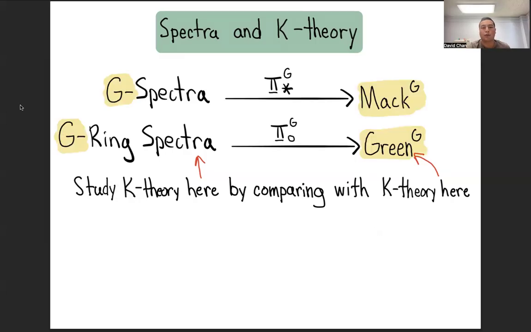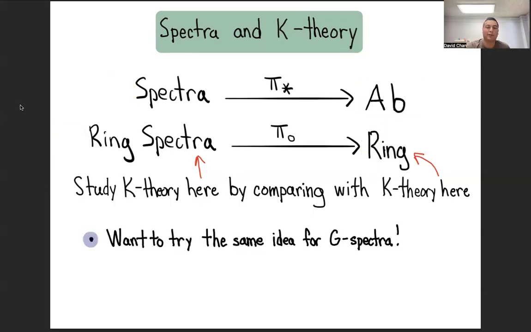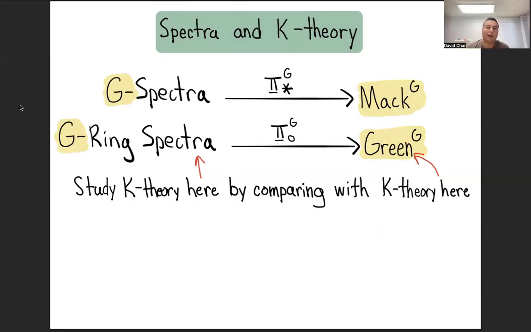Okay, so what am I saying here? I want to replace in this diagram above spectra with G spectra, ring spectra with G ring spectra. But then over on the right side, I have to be a little bit more careful. Before I had abelian groups and rings, and now I have what I'm writing Mac G and Green G, which is the category of Mackey functors for the finite group G and the category of Green functors for the finite group G. And I have to tell you what those are.